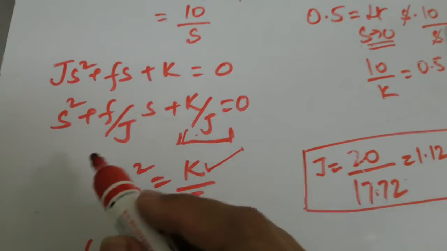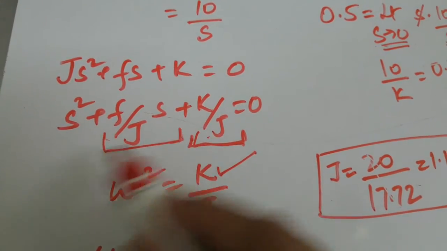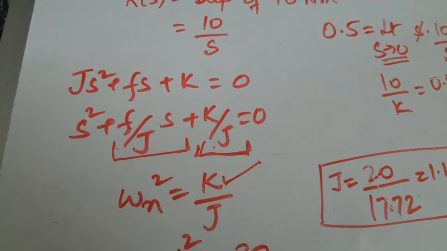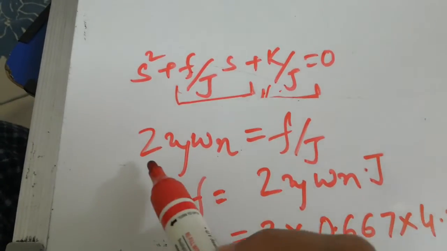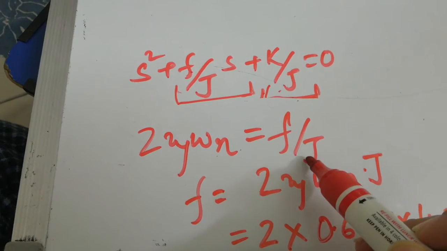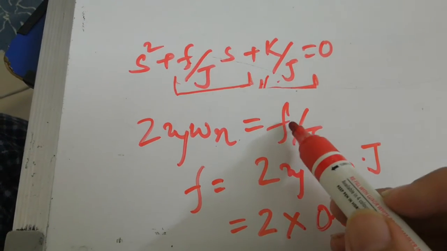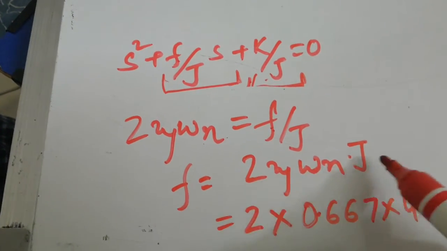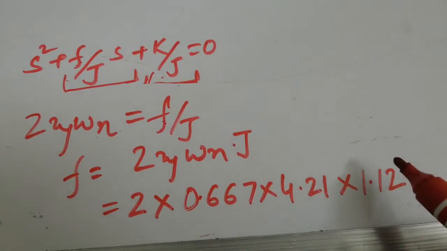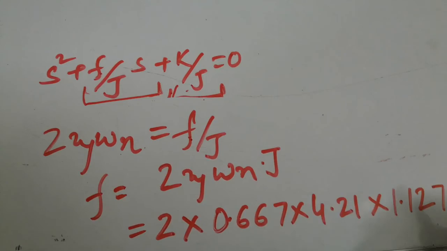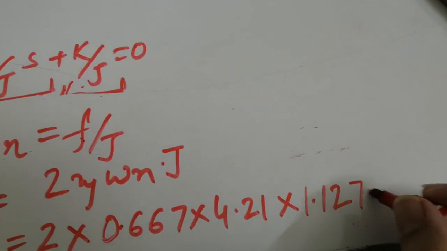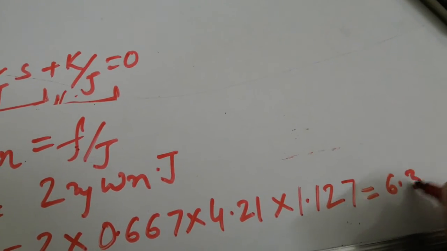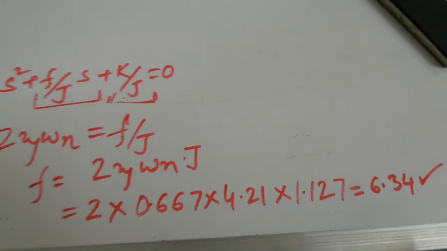Now using the zeta equation, we are going to calculate the value of F. From this equation, 2 zeta omega n is equal to F upon J. So keeping F this side and taking J to the other side, it will be all in numerator. Putting the values here and calculating, this is going to provide me the value of 6.34. So this is my final answer.